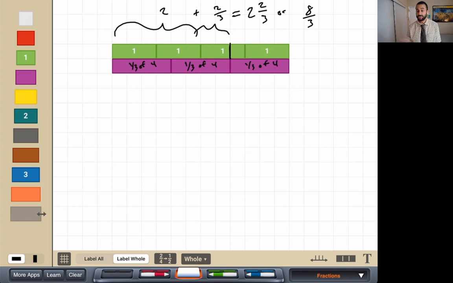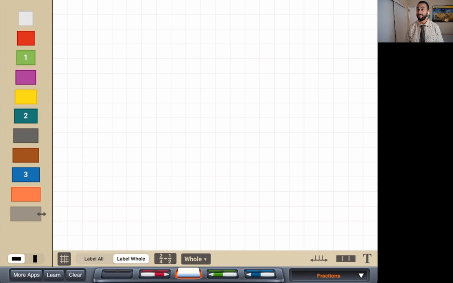Okay. Let's do division. Yeah, let's do division. Division is my favorite. Okay, here we go. Too excited, too excited. All right, so we're gonna do the problem 3/4 divided by 1/8.